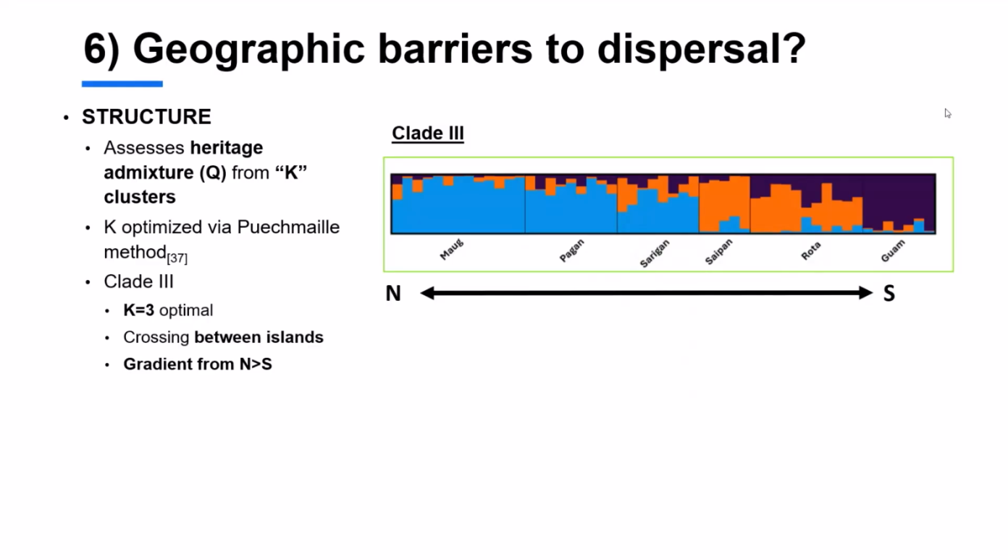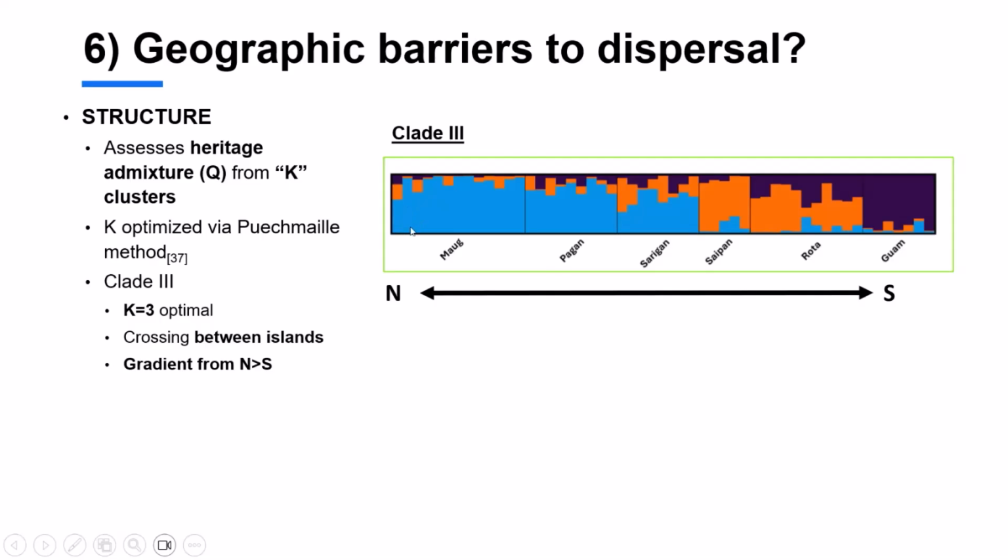And that's very much the process that's going on with these results. So K theoretically could be any number of clusters, but that was optimized according to the Puechmaille method in this case. K3 was chosen to be optimal in clade 3. And in this structure plot, each bar represents a single sample. And the color of each bar represents the percent of a given sample's genetic heritage that is applied to a single group. So in clade 3, we can see that there is indeed crossing between islands. Every single genotype in this data set has genetic heritage from one of those 3 clusters.